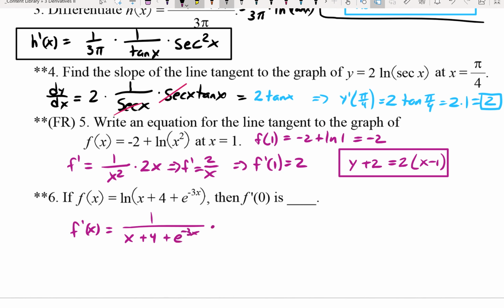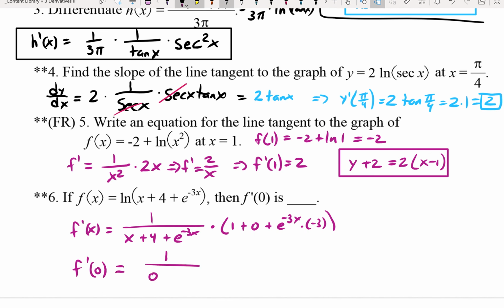Then I have to multiply by the derivative of the inside. The derivative of the inside is 1 plus 0 plus e to the negative 3x times negative 3. E to the negative 3x is its own derivative multiplied by the chain rule inside derivative negative 3. F prime of 0, just plug 0 in for all the x's.